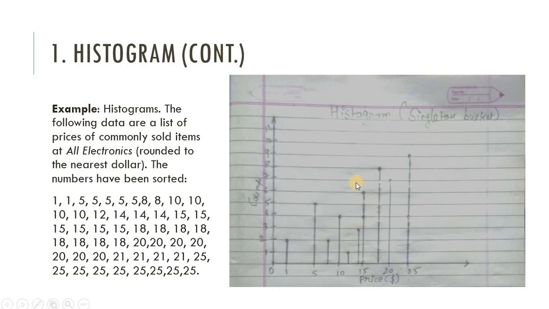And a histogram is very easy to understand, because from the raw data we cannot easily compare the products or analyze the data. But if we create a histogram of that data, then it becomes a summarized format. So now we can easily compare that there are 2 products whose price is 1, 5 products whose price is 5, and 9 products whose price is 25. So this is very easy to understand.